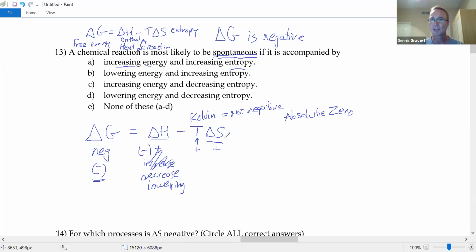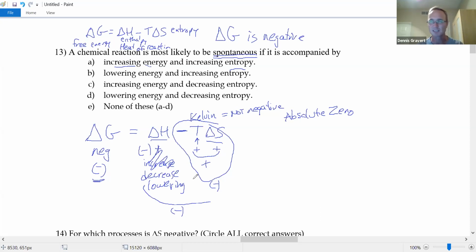And if you increase the randomness, positive. Temperature is always positive. Positive times positive is always positive. If you subtract the positive number, that's the same as adding a negative number. Or in other words, this thing is always going to be negative. And if you add a negative to a negative, it's always going to be negative. Told you I didn't like this.